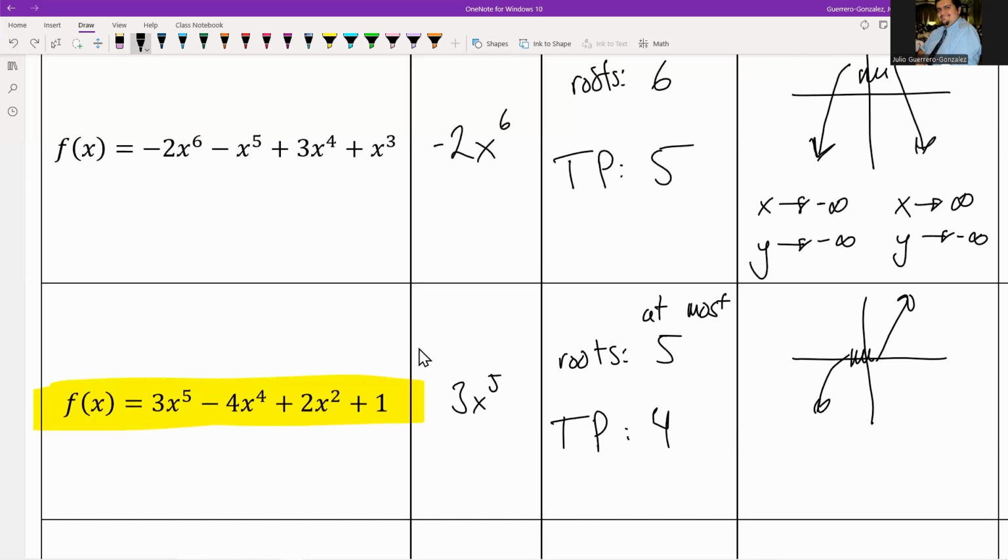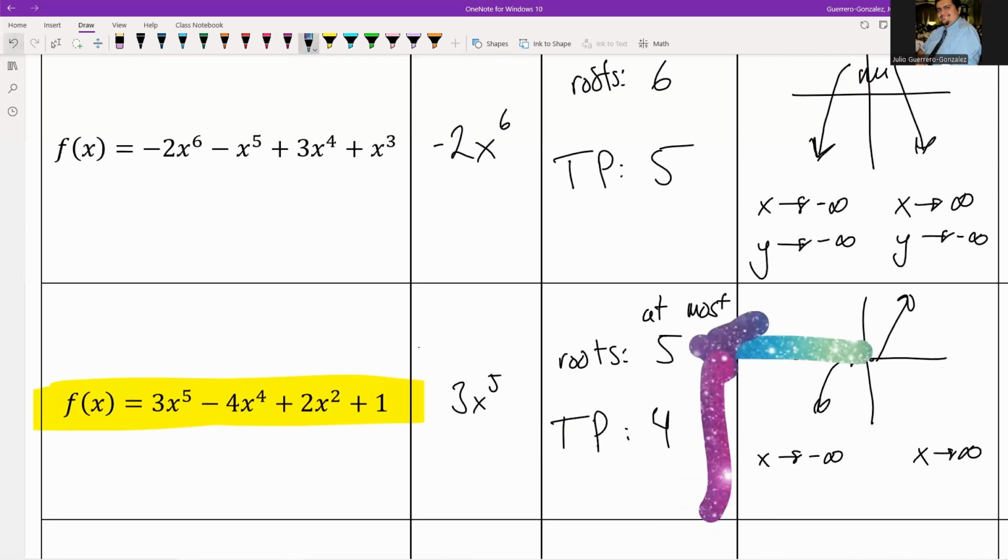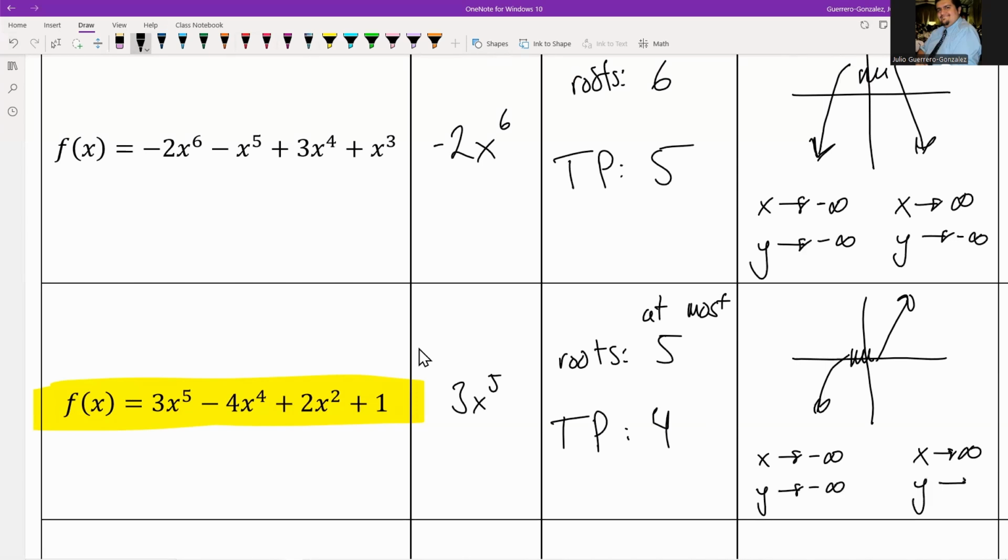Okay? X goes to negative infinity. X goes to positive infinity. You guys take a look, right? Just like I did before, as I go this way, my y values are dropping. So this one goes to negative infinity. This one would go to positive infinity.